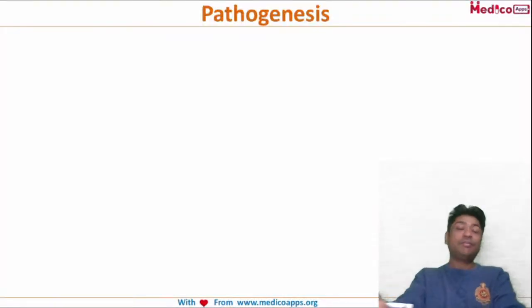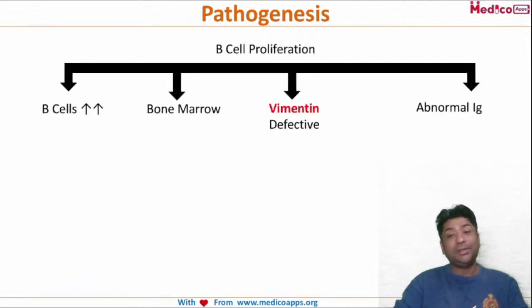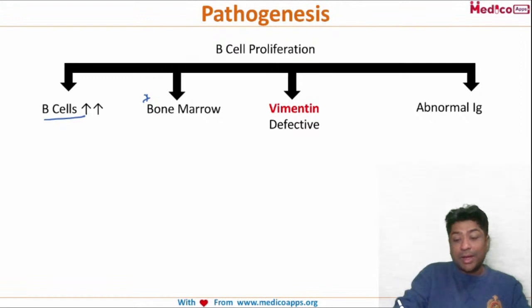So having understood the various chromosomal abnormalities, let's quickly look at how the pathogenesis pans out in this case. Now we know there is abnormal B cell proliferation. These B cells are not normal; they are immuno-incompetent B cells. So obviously there will be an increase in the B cells. There will be some major findings in the bone marrow. There is a cytoskeleton protein, vimentin, which is defective.